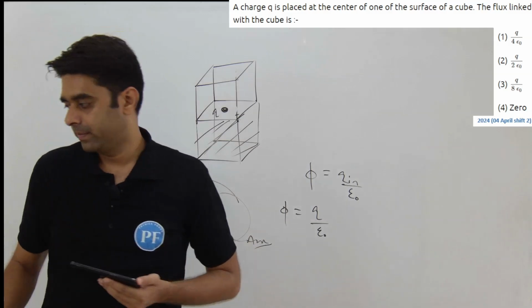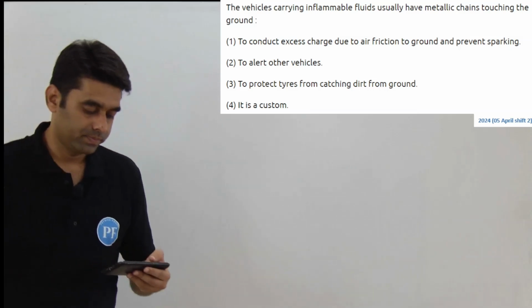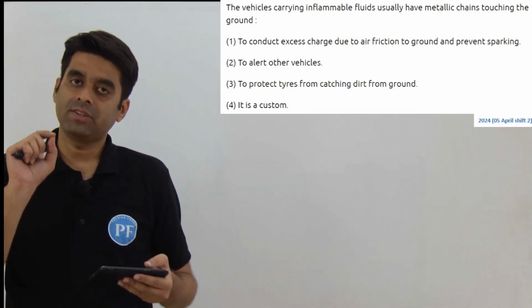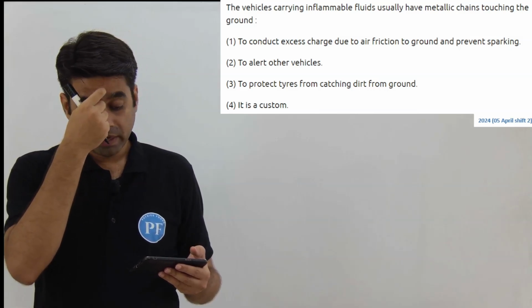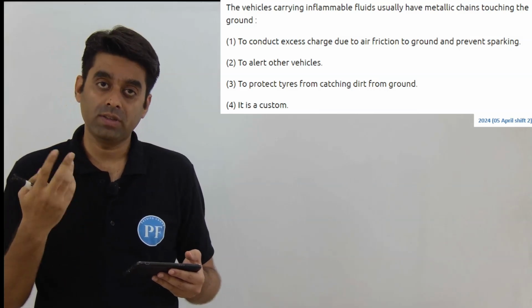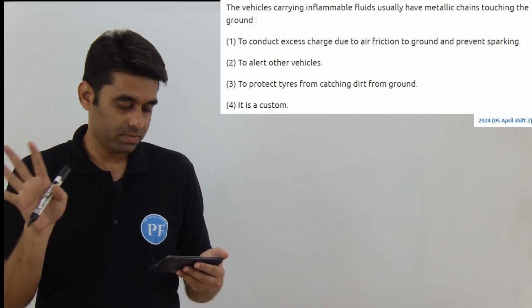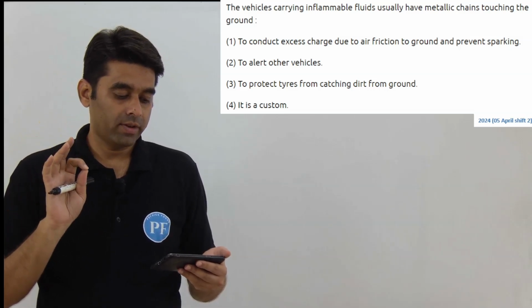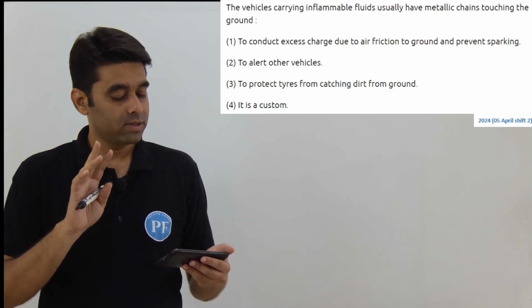Let's move ahead. So the question we have is a theoretical question. Vehicles carrying inflammable fluids usually have metallic chains touching the ground. What is the reason for it? Let's see the options from the bottom. It's a custom? To protect tires from catching dirt from the ground, doesn't make any sense. To alert other vehicles, no.